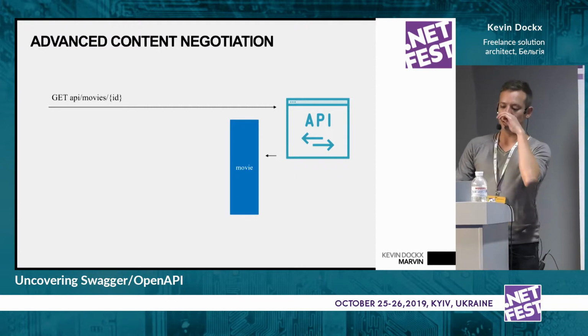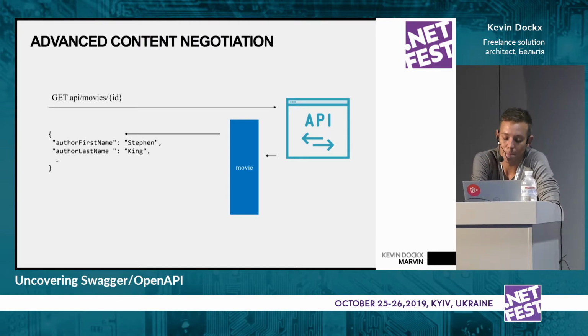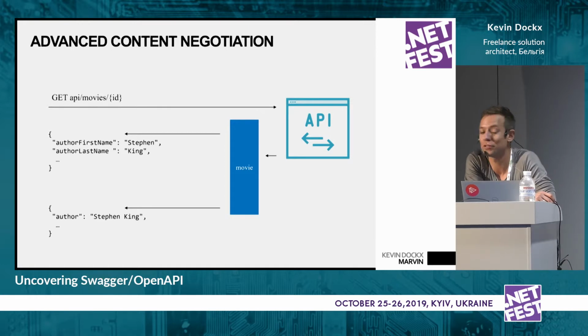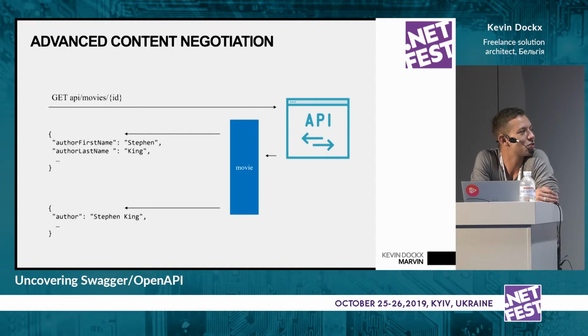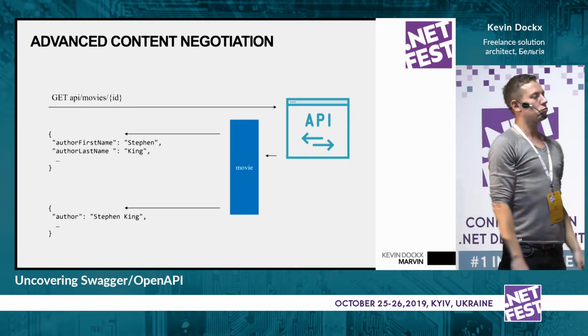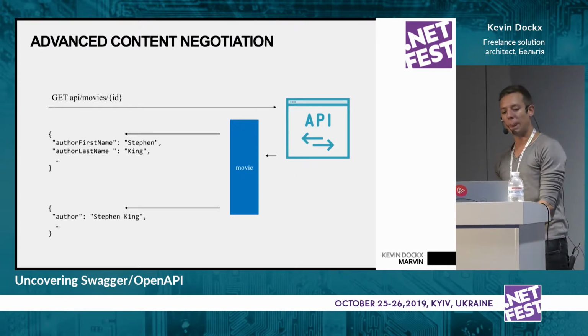You could, for example, say, I want to get a movie or an author or whatever. So this is a movie resource that returns an author. Never mind, that's a bit of a mistake on my slide, I think. So we want to get an author, but for some clients, an author might be better with a first name and a last name field. For other clients, the author might be better if first name and last name are concatenated. This is a very simple example. You can really go far with variation in this.